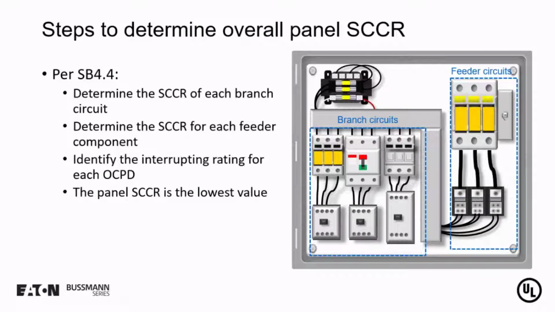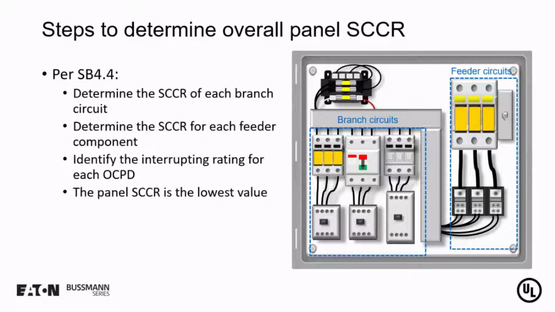Next, we want to determine the short circuit current rating for each feeder component. So we see, again, in our example, that we have one feeder circuit supplying 3 branches. And in that feeder circuit, we have what looks like a circuit breaker, or it could be a fuse disconnect switch. But that particular device in the feeder circuit is very important because it has to have a short circuit current rating or an interrupting rating to support the overall rating of the industrial control panel.